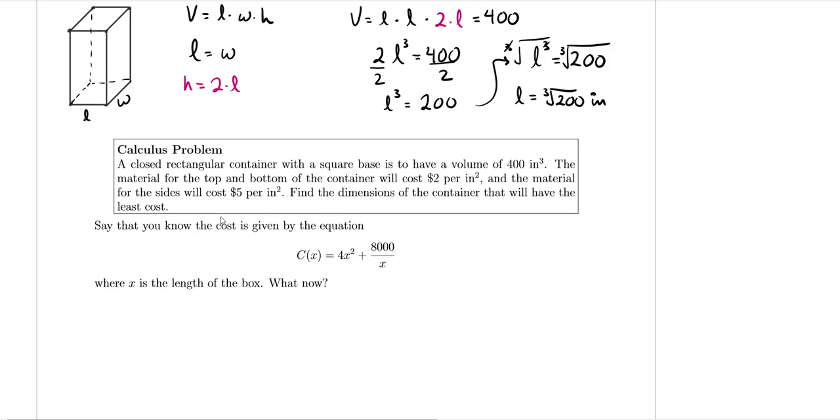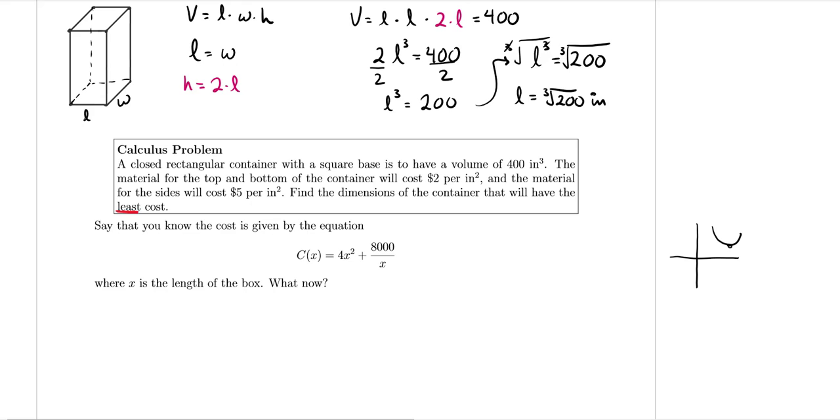So notice how the wording here is different. Now we want to have the least amount of cost. So graphically, if you picture the graph, we are looking for the minimum value, or the lowest value, in a graph. Now, I'm not sure if this is how it's going to look exactly, but that is the idea. So let's say that we happen to know that the cost is given by the following function, that the cost as a function of x, where x is the length of the box, is 4x squared plus 8,000 over x. We have the equation.